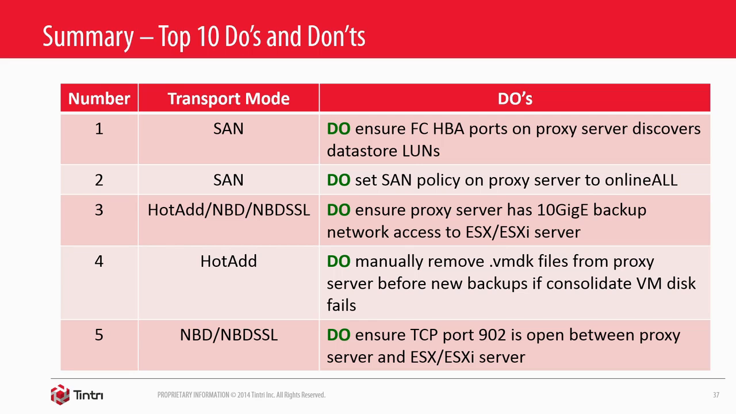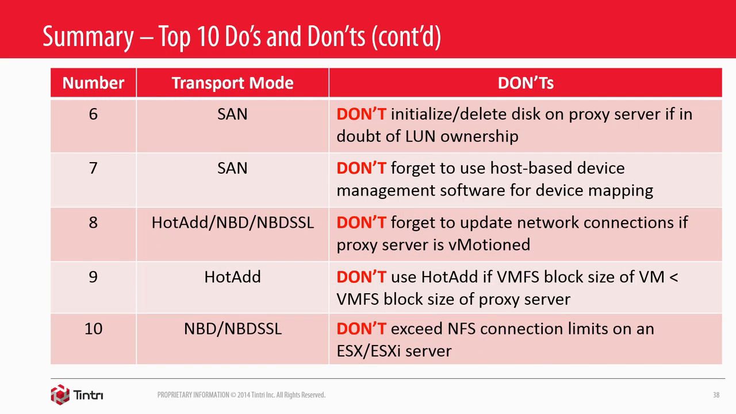All right, so this is a quick summary in terms of the SAN transport mode, the top 10 do's and don'ts for the transport modes. For SAN, ensure you have FC HBA ports, proxy server discovered. Set SAN policy on the proxy server to online all, because you're going to be doing your recovery as well. You're going to be doing restore. Your restore is going to require online all anyway. For HotAdd and NBDSSL, use a 10 gig network access. And these are some of the don'ts for the transport modes, right?